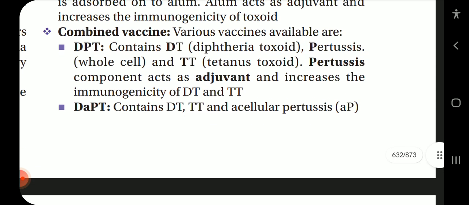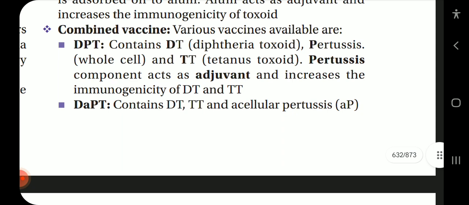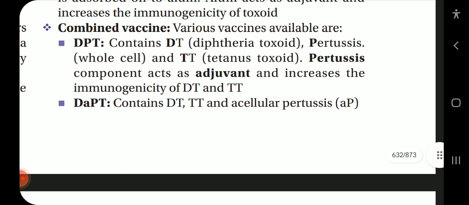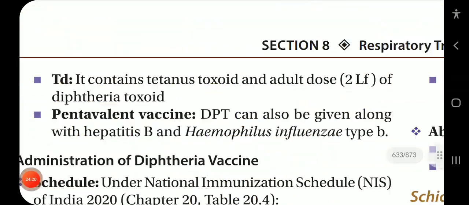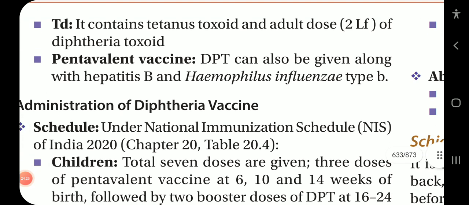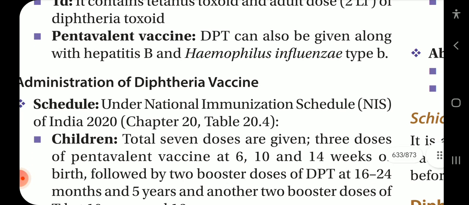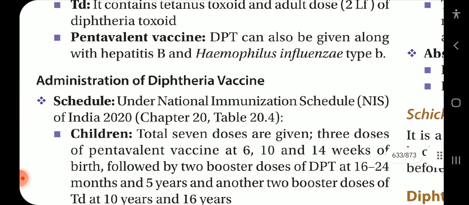Combined vaccine. Various vaccines available are DPT, which contains DT diphtheria toxoid, pertussis whole cell and TT tetanus toxoid. Pertussis component acts as adjuvant and increases the immunogenicity of the DT and TT. DaPT contains DT, TT and acellular pertussis. Td contains tetanus toxoid and adult dose 2 LF of diphtheria toxoid, and pentavalent vaccine DPT can also be given along with hepatitis B and Haemophilus influenzae type B.